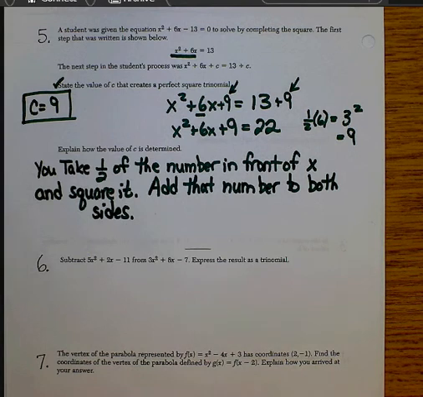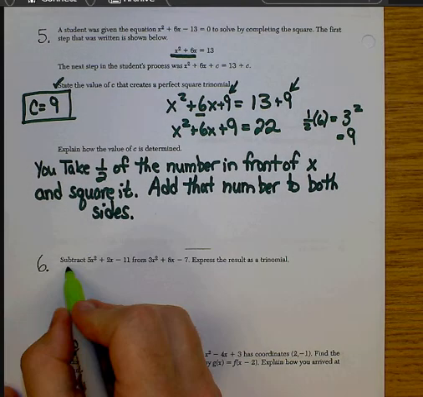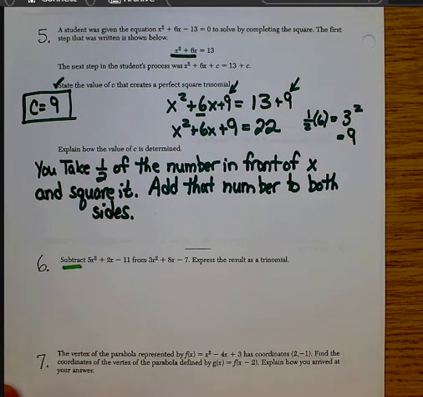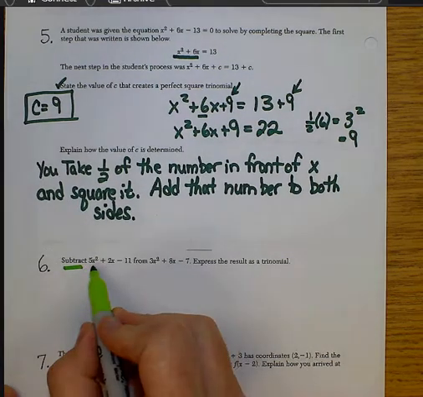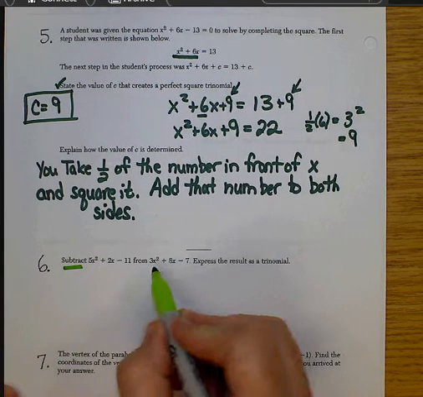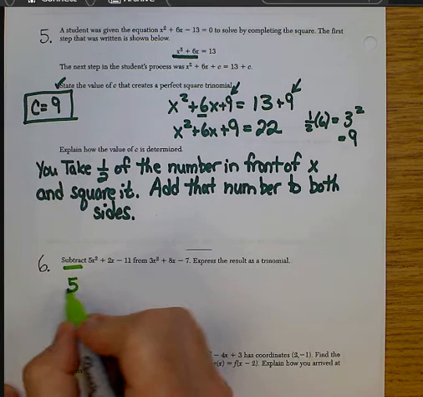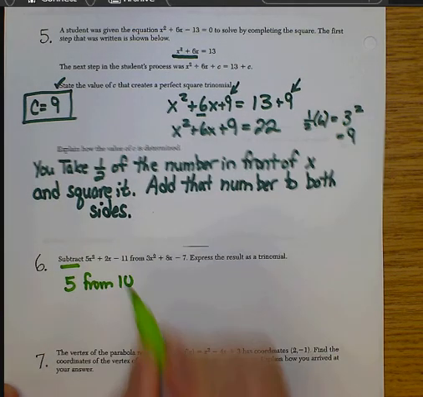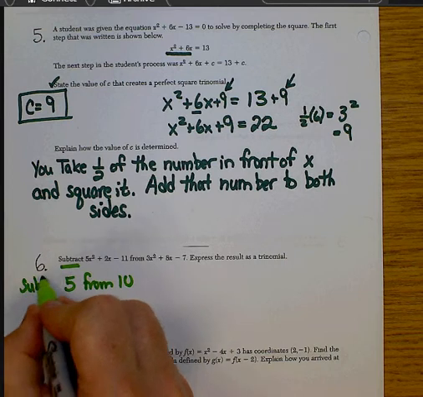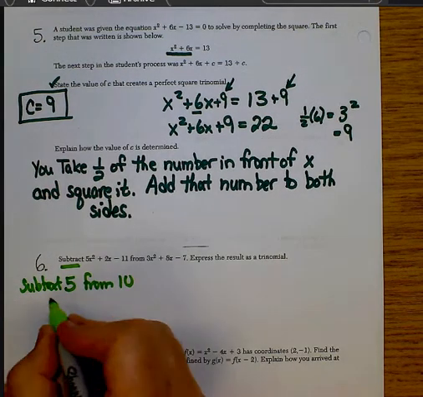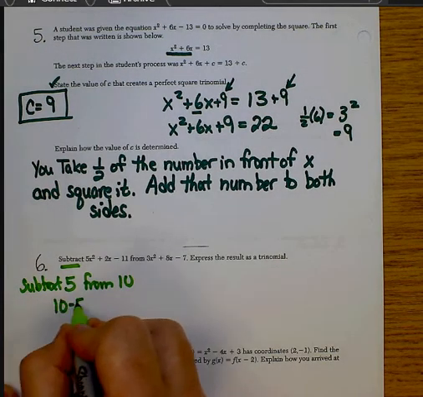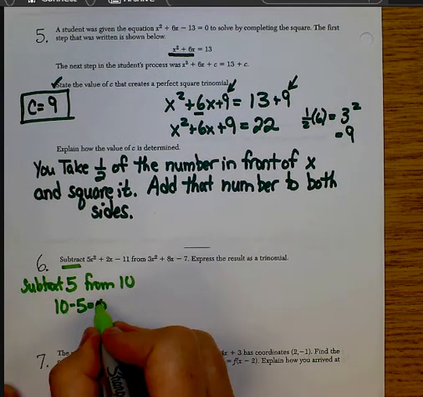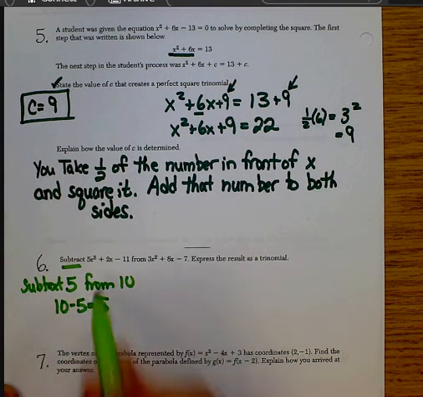All right? Question number 6. Question number 6 is operations with polynomials. They want you to subtract. Be very careful. Subtract 5x squared plus 2x minus 11 from. So when I'm going to subtract 5 from 10, if I've given the question subtract 5 from 10, that means 10 minus 5. So notice what happens. The order of the numbers switch.